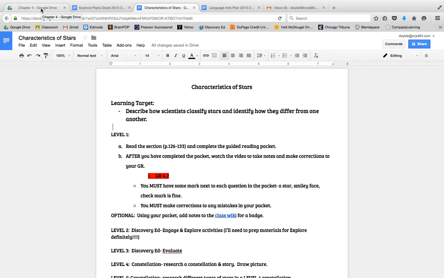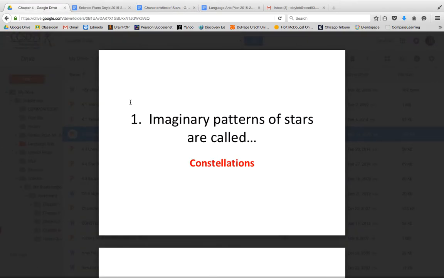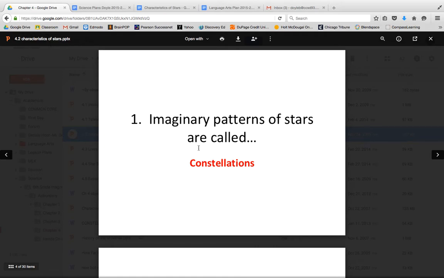Let's take a look at the GR. Make sure you add any corrections you need to and add to the class wiki. Imaginary patterns of stars are called constellations.